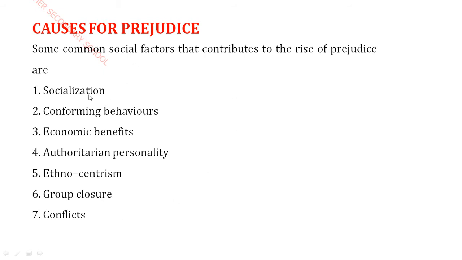Okay children, let's see here, socialization. What is the meaning of socialization? These nearly seven factors are the main reasons for creating prejudice. One, the activity of mixing socially with others is known as socialization. And conforming behavior. Behavior means, as you know very well, the behavior of a person, of living beings, etc. Conforming means to behave in the same way as most other people in a group or society. Okay, it is called conforming behavior.